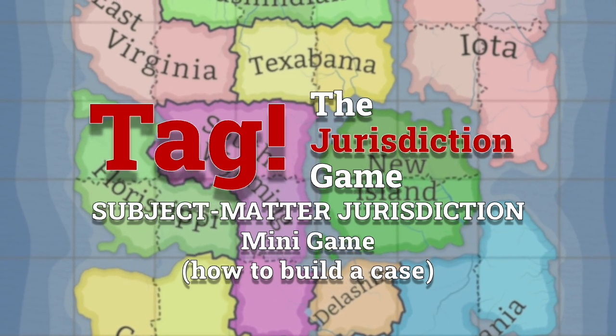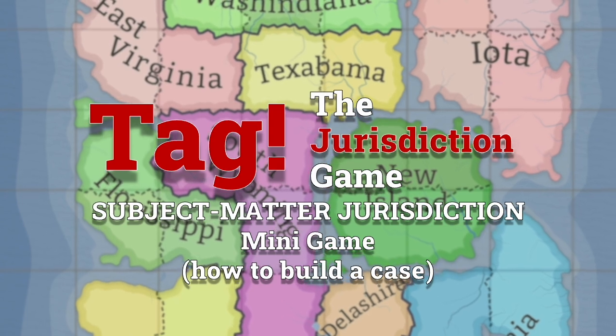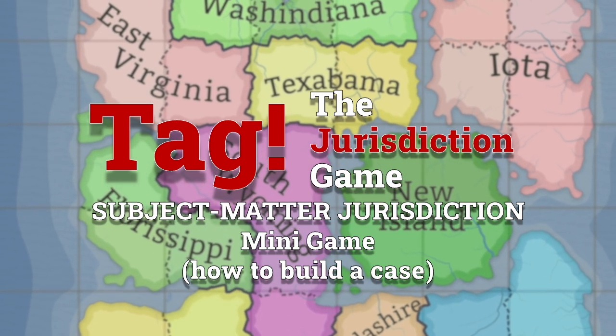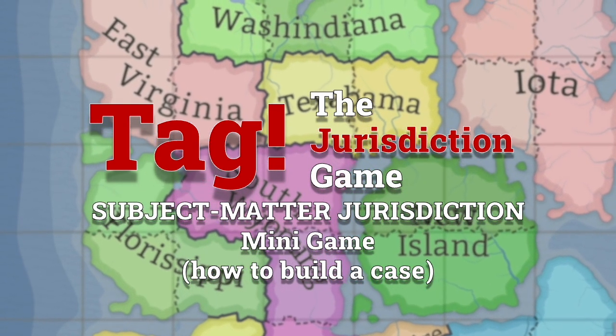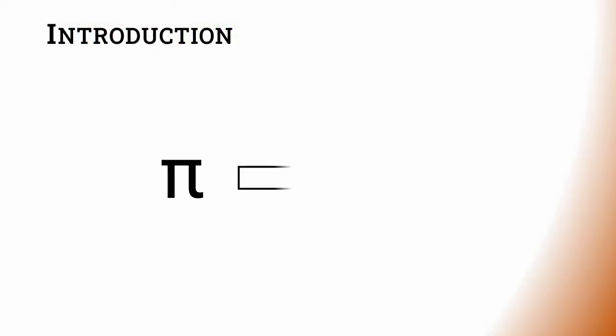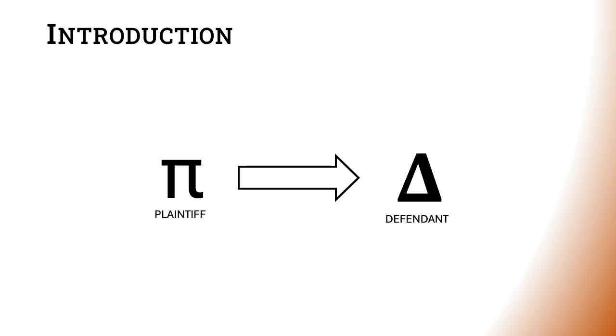Jurisdiction game. This is how to play the subject matter jurisdiction version of the game. The game is based on a familiar annotation from law school and civil procedure, where a plaintiff brings a claim against a defendant for a certain amount of damages. Claims in the game, and parties, and damages are all represented by cards.